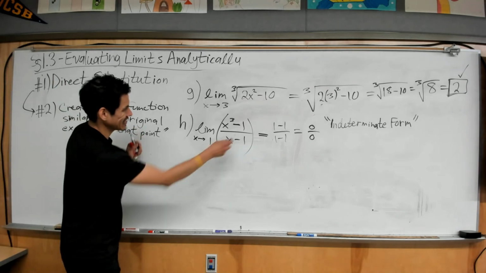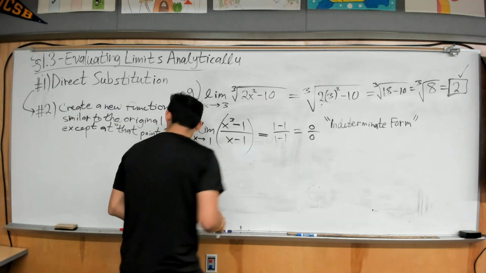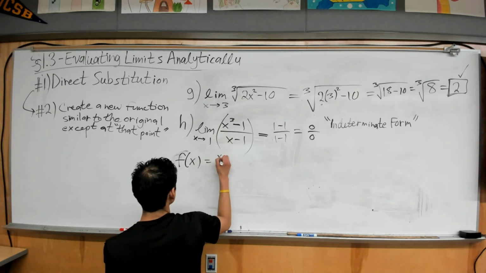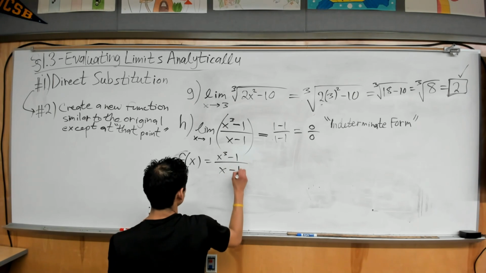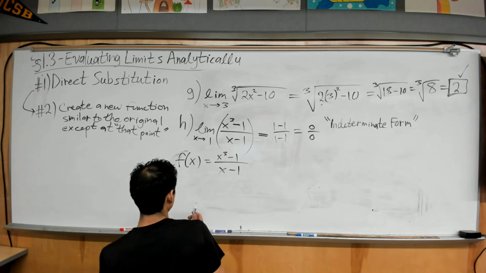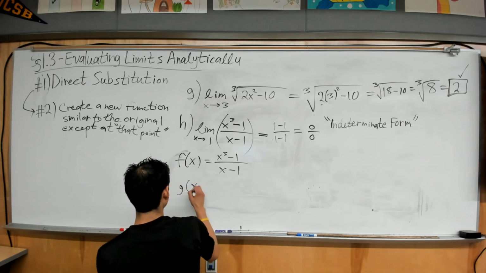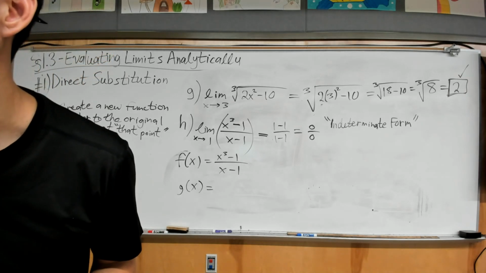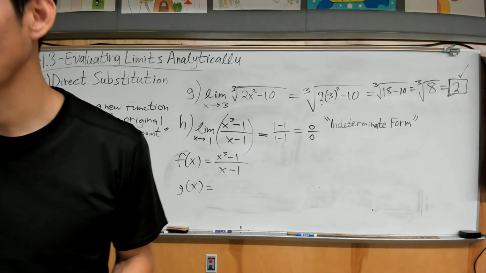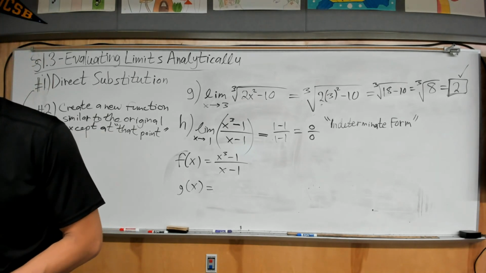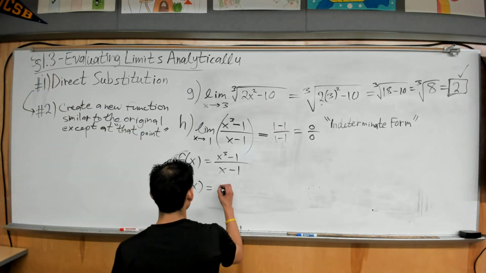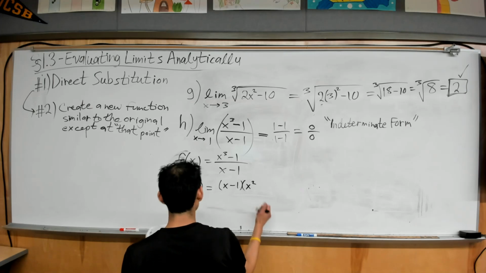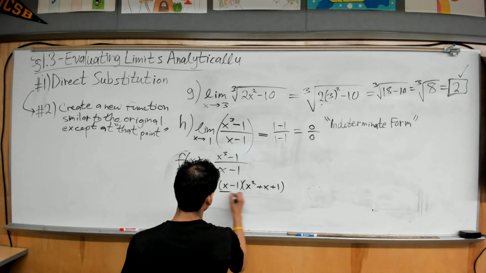So for example, let's define f of x as x cubed minus 1 over x minus 1. What we're going to do is make g of x equal to this, except we can cancel out the x minus 1. So g of x could be, on the top, x minus 1 times x squared plus x plus 1. If you multiply it out, you'll see that it does work.